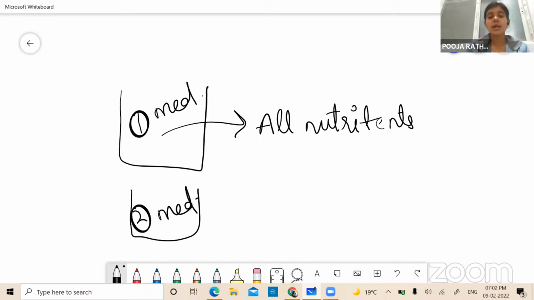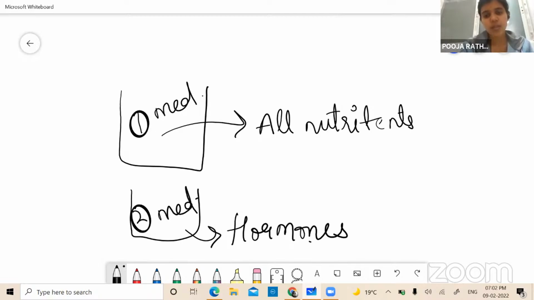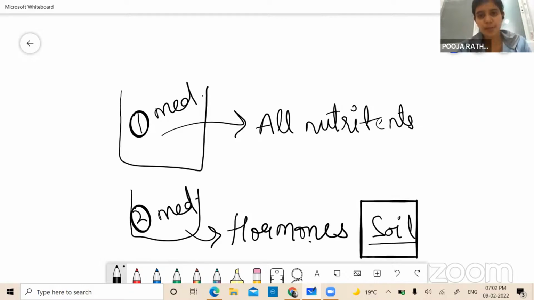Now, this second medium contains all the types of hormones which are required for their growth. They get all the types of hormones which are required for their growth, so they are transferred to the second medium. After their full growth in the hormonal medium, they are transferred to the soil or into nature. There they get the extra nutrition which is helpful for them.